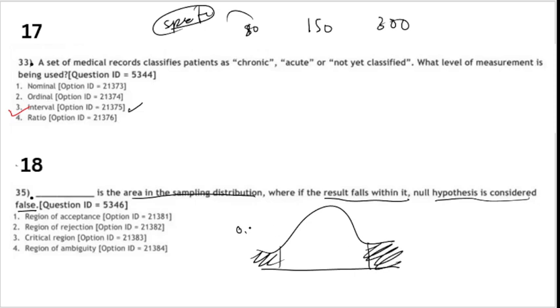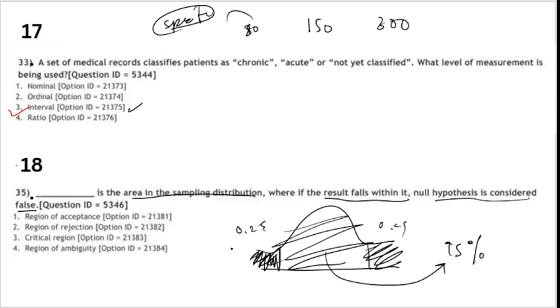agar two tails hai to yahan pe 0.25 hoga, yahan pe bhi 0.25 hoga. We do it in two tail. This is the region of rejection or critical region. Our effect area is 95%, and there is a 5% chance that our theory or our results can be wrong. So it is a region of rejection, jahan pe hamara rejection hai, and critical region. So both are the answers here again.